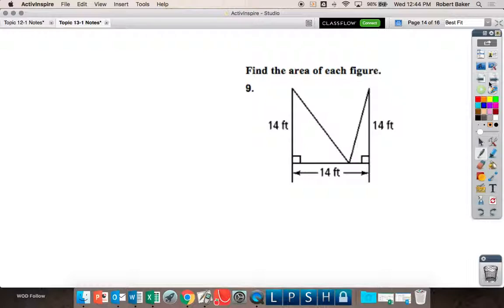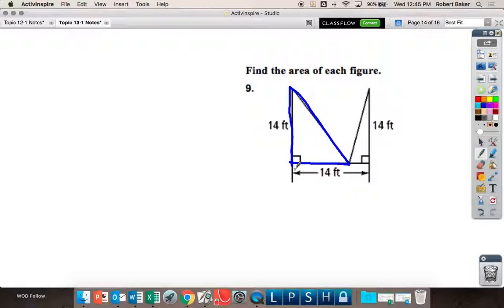So what are we finding the area of? We're trying to find the area of this triangle right here. So that is the shape of the figure. But can I find the area of just this triangle?